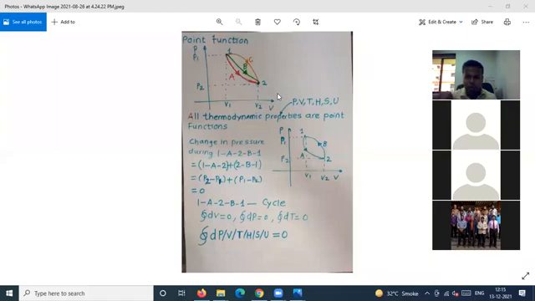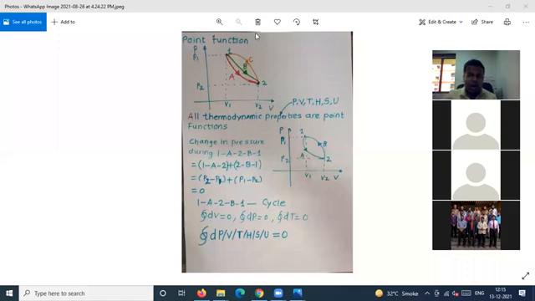So when you move through 1A2, work done is different. 1B2, work done is different. 1C2, work done is different. That's why properties like work and heat are called path functions. So there are only two properties, one is heat and the second is work. They are called path functions because they depend upon path.